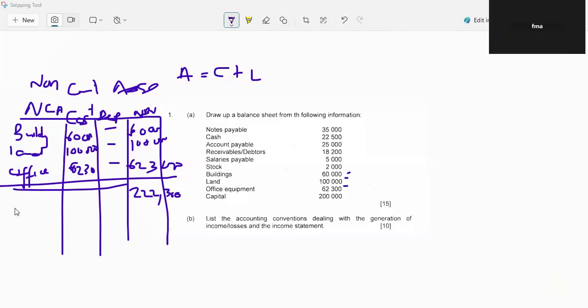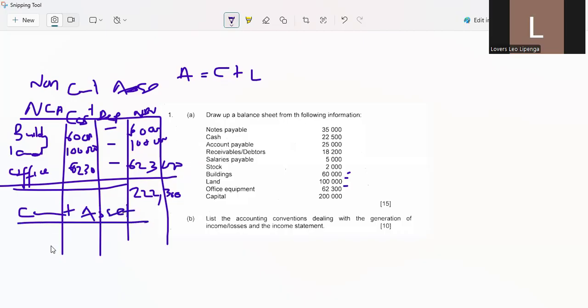Okay, sir. Then we go to the current assets. What current assets do we have? We've got cash. The least liquid is cash, which is down there. Cash is how much? 22,500. Then bank, do you have bank?